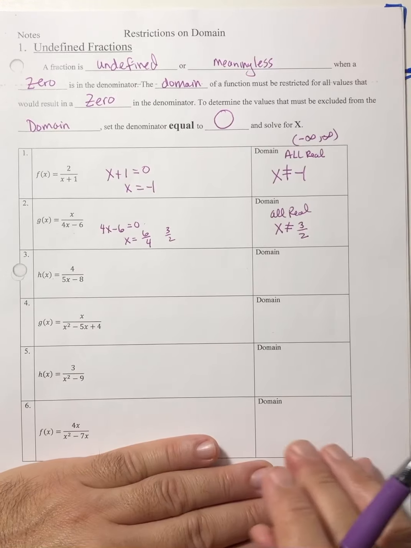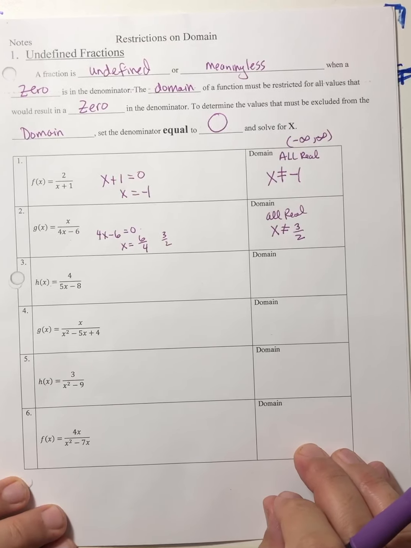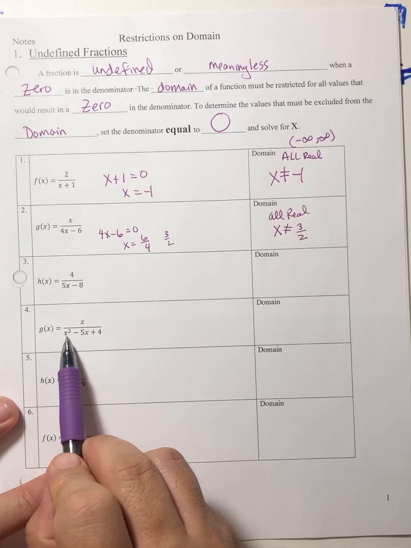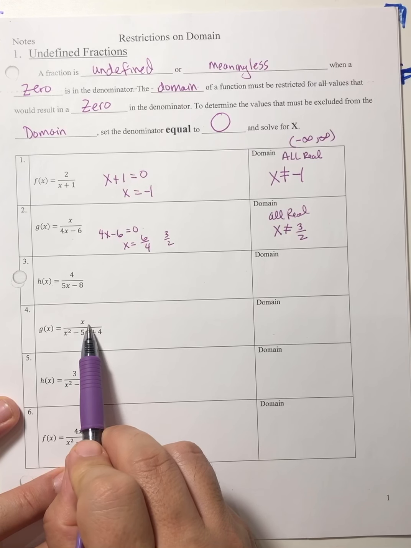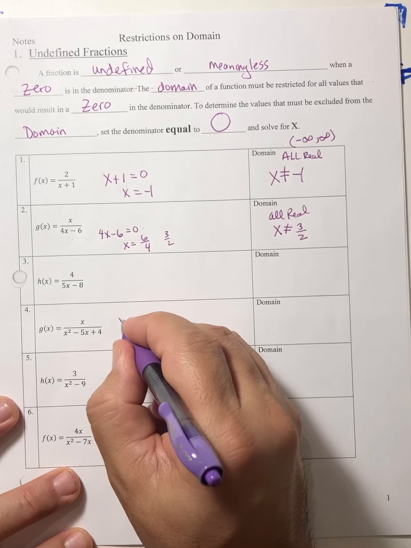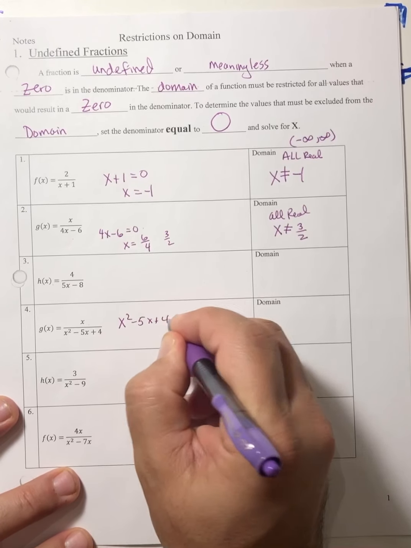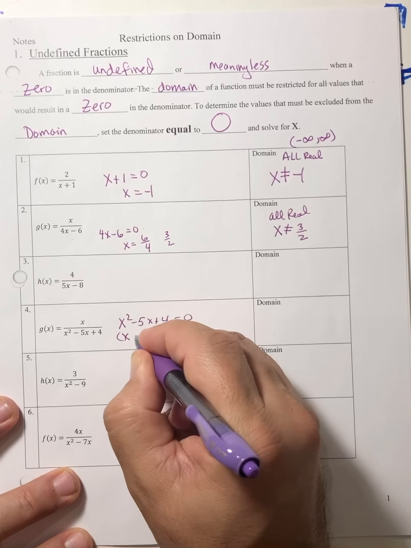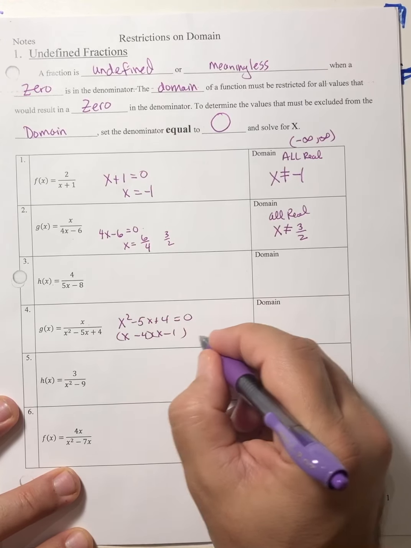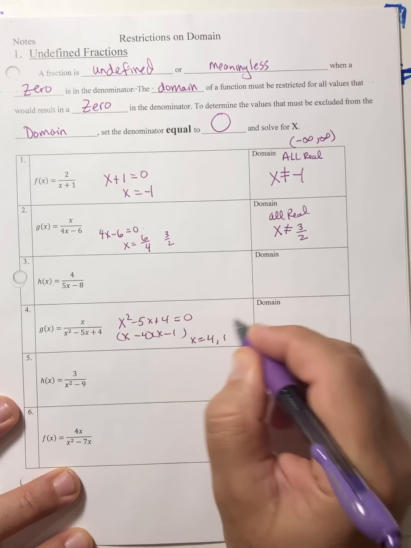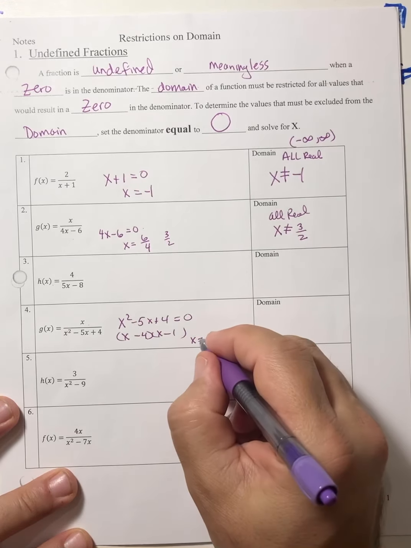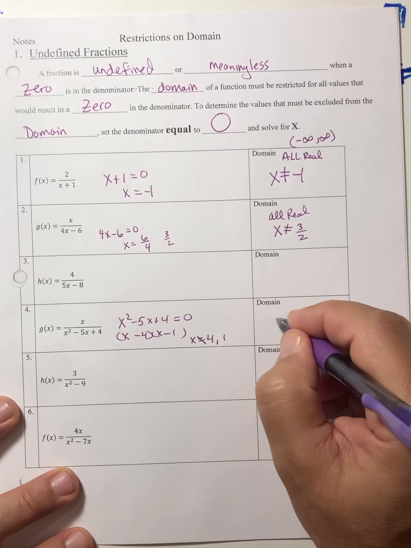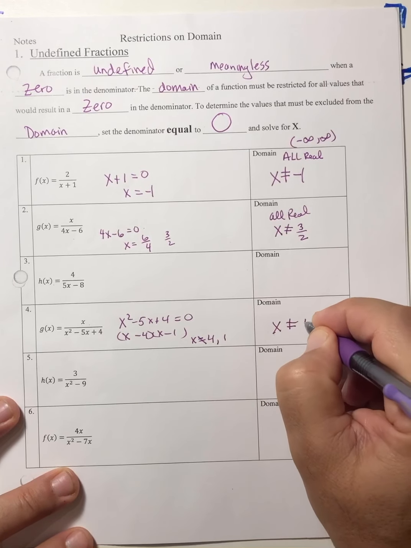Now, I'm going to skip that one. Let's do some factoring fun. Now, what happens here? Do you care about the top? No, all we care about is the bottom. So x squared minus 5x plus 4 equals 0. It's nice and factorable. -4, -1. So x equals 4 and 1. So technically x does not equal 4 and 1. So your domain is x does not equal 4 and 1.